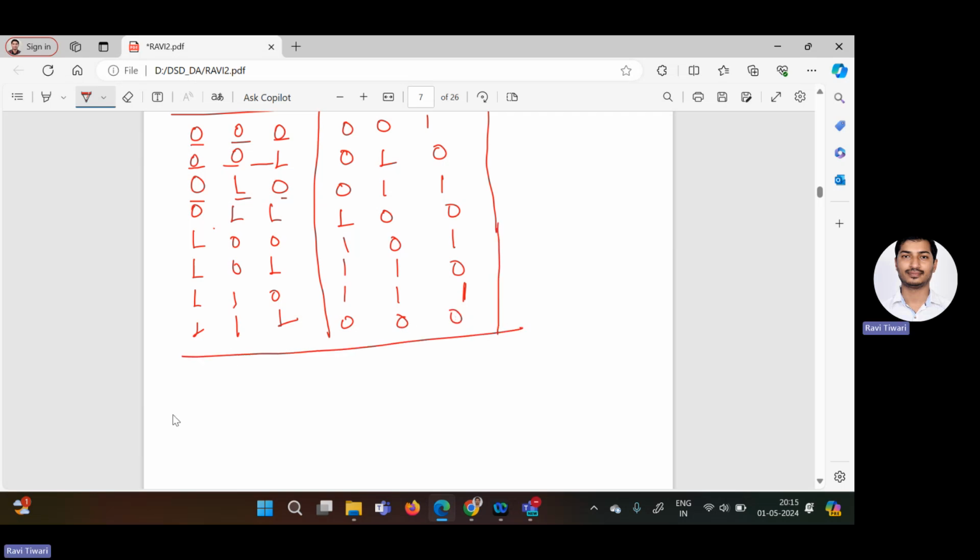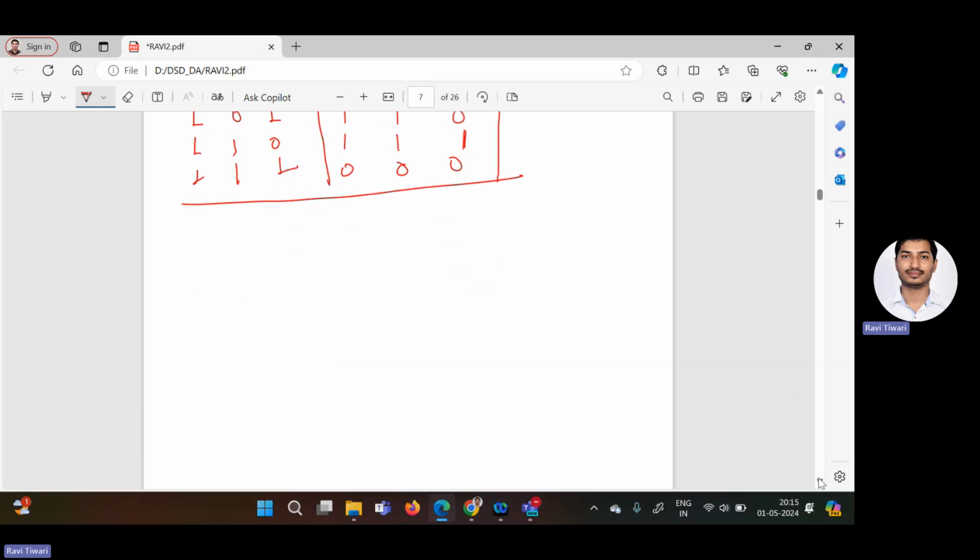After that, we have to decide which flip-flop we are going to use to design the circuit. As in this circuit we are going to use the D flip-flop, we require the excitation table of D flip-flop. It says that the Qn plus 1 and this is the value of D. So 0, 0, 1, 1, 0, 1, 0, 1. This is the excitation table.